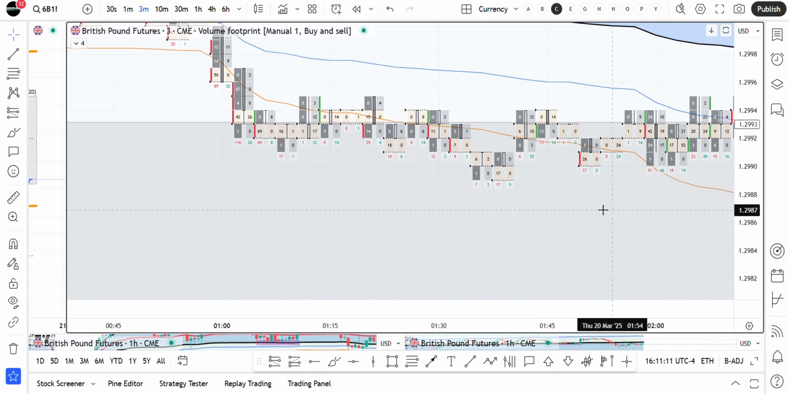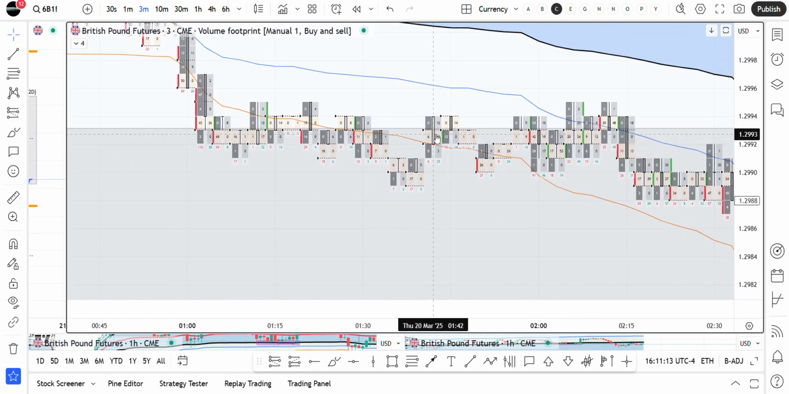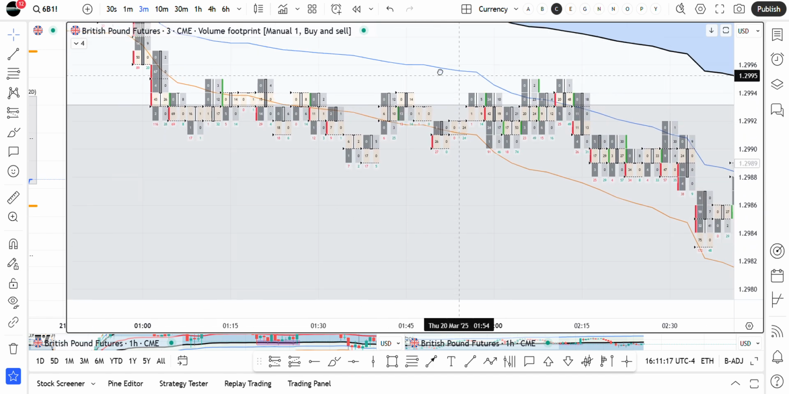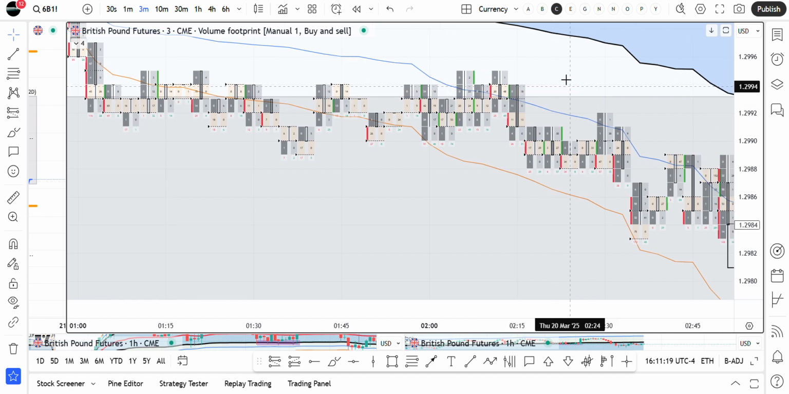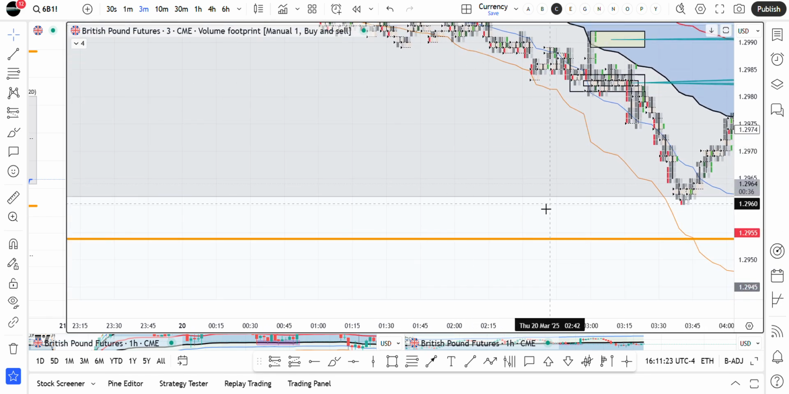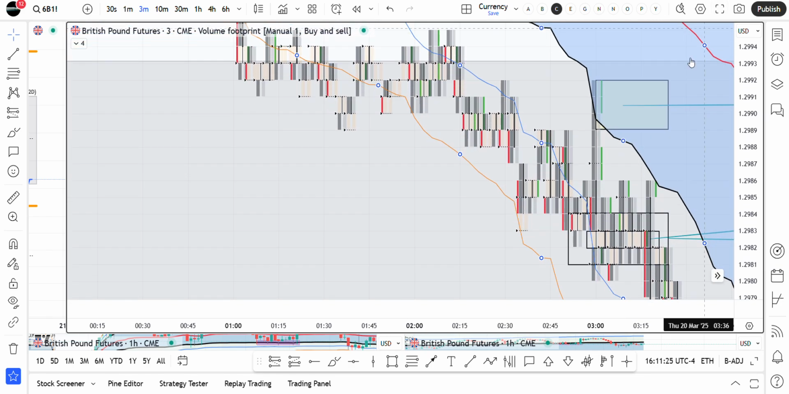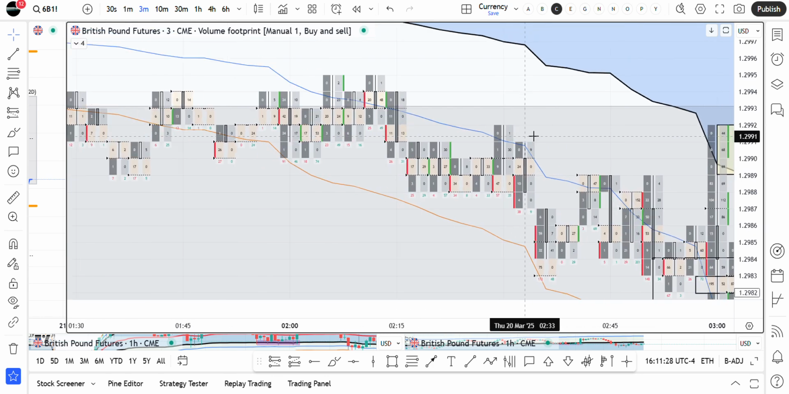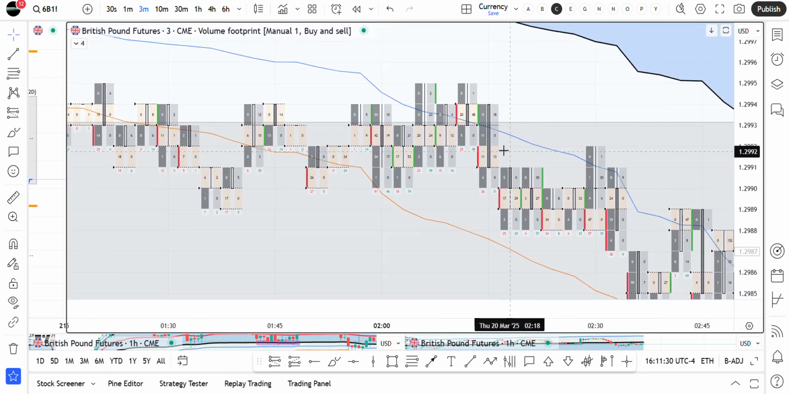So here it's hovering at that point of value area high, which is this gray line. It's actually a box, this gray box. So value area high to value area low, that's our area of opportunity for now.